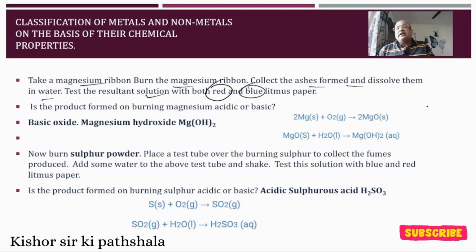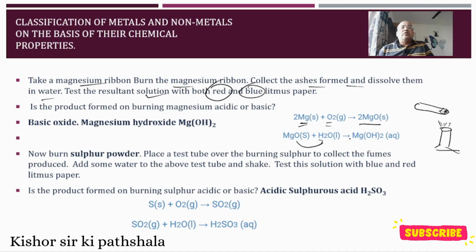If you burn this strip of magnesium in air, it is going to react with oxygen. Magnesium, when burned in air, reacts with oxygen and you get magnesium oxide. And this magnesium oxide, we then need to dissolve in water.